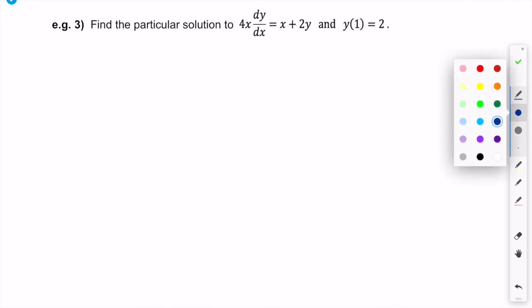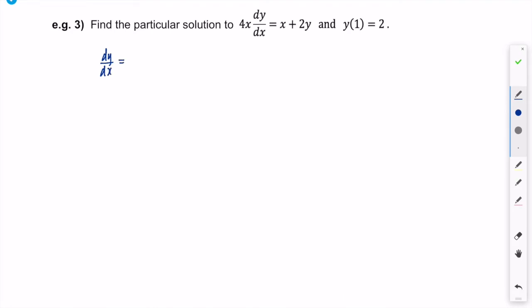Okay, number 3. Find a particular solution to this differential equation given the initial condition y at 1 is equal to 2. Well, we know that in order to solve a homogeneous differential equation, we need to isolate dy by dx so that we can make the substitution for that product rule formula, the big star part. So here, let's divide both sides of the equation by 4x. We have x over 4x is 1 over 4, plus 2y over 4x is 1 over 2 times y over x.